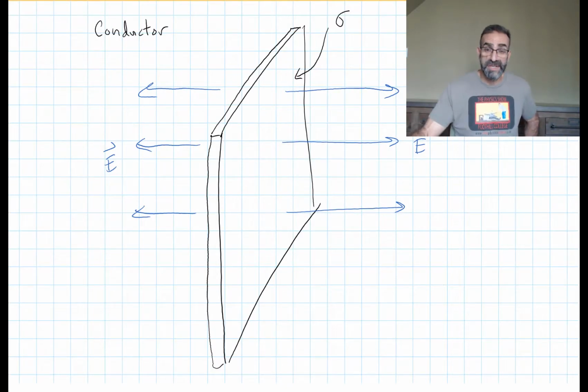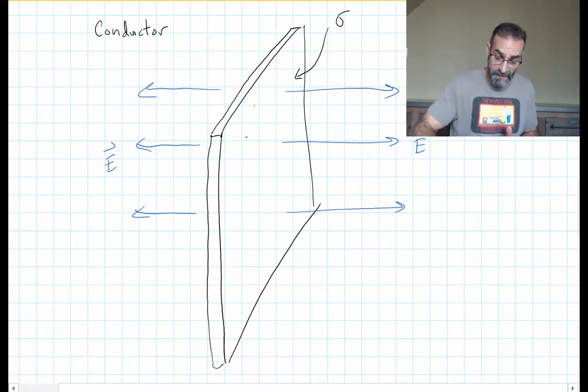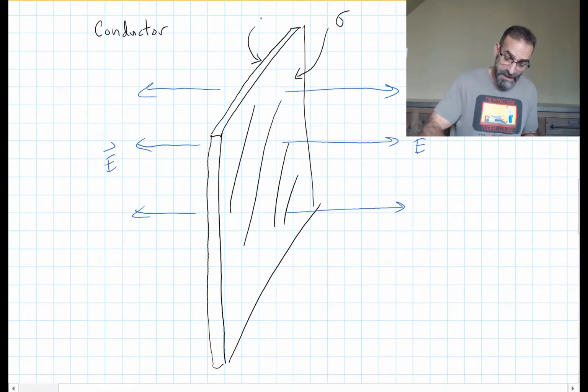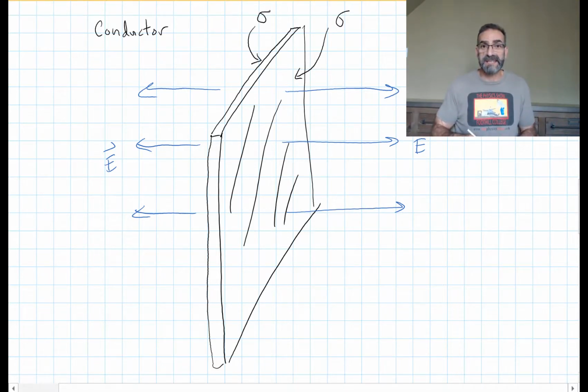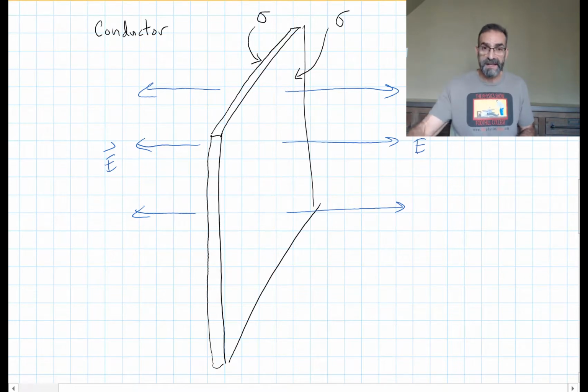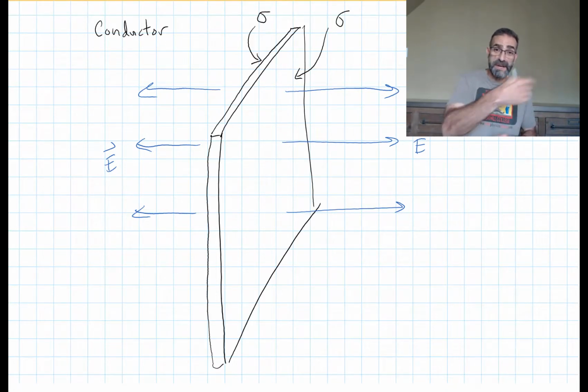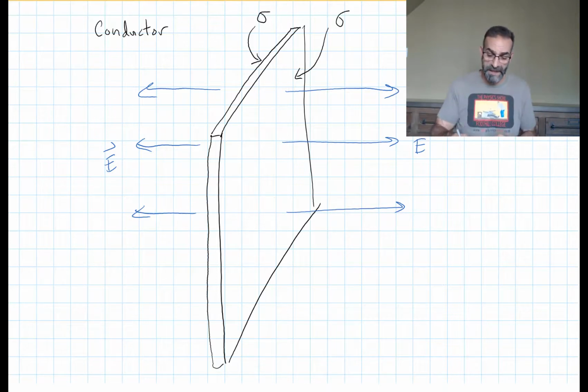Here's a portion of an infinite conducting plate. It has a surface charge density sigma. That means on the right face of that plate, there's a charge density of sigma, and on the left face, there's also a surface charge density sigma. Just like an infinite insulating sheet of charge, the electric field lines are going to come out parallel to each other, as I've drawn them here.